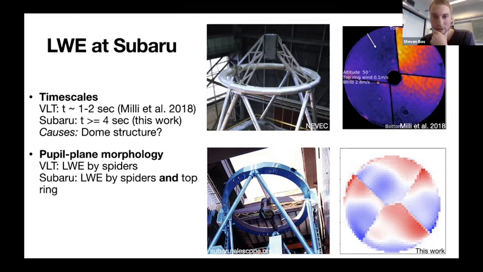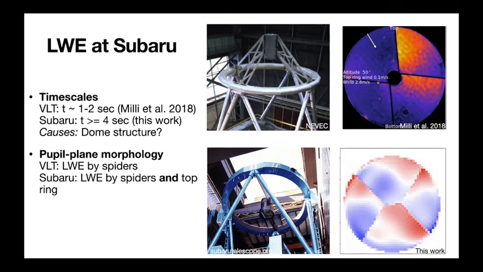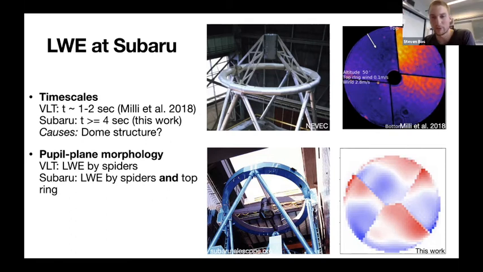At the VLT, the M2 is raised above the top ring. That means that only the spiders are basically dividing up the pupil. If there is any low wind effect happening at the ring, it will be a phase gradient over the entire pupil, which is something that can be measured by the wavefront sensors. But at Subaru, it's quite different. The M2 is in the plane of the top ring. That means that if you have any phase gradients, they will be broken up across the spiders. So at Subaru we will get a low wind effect not only from the spiders but also from the top ring.